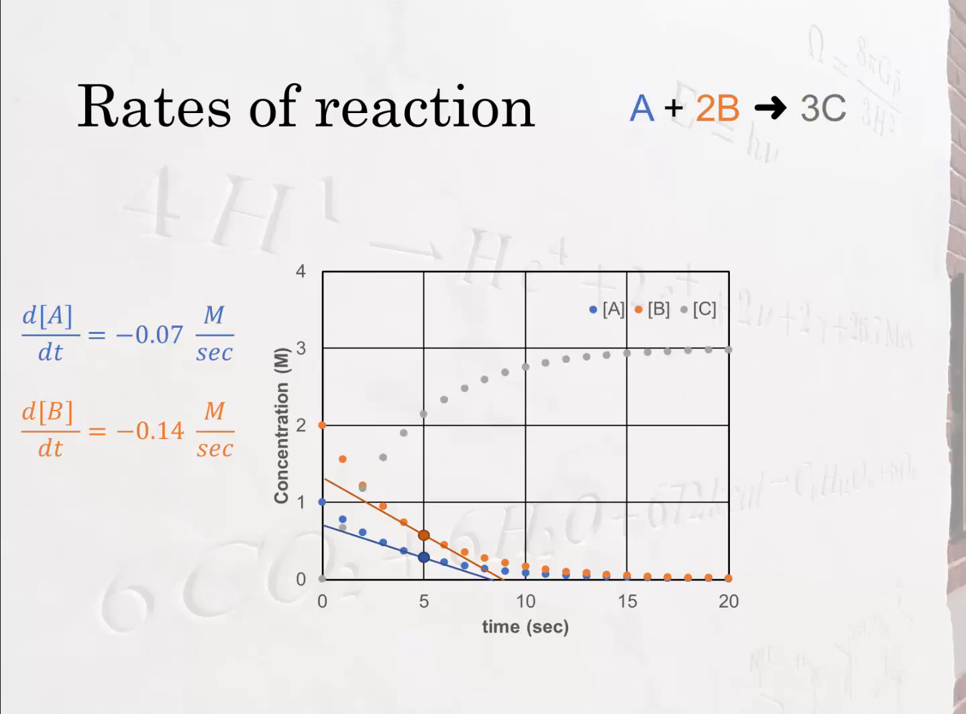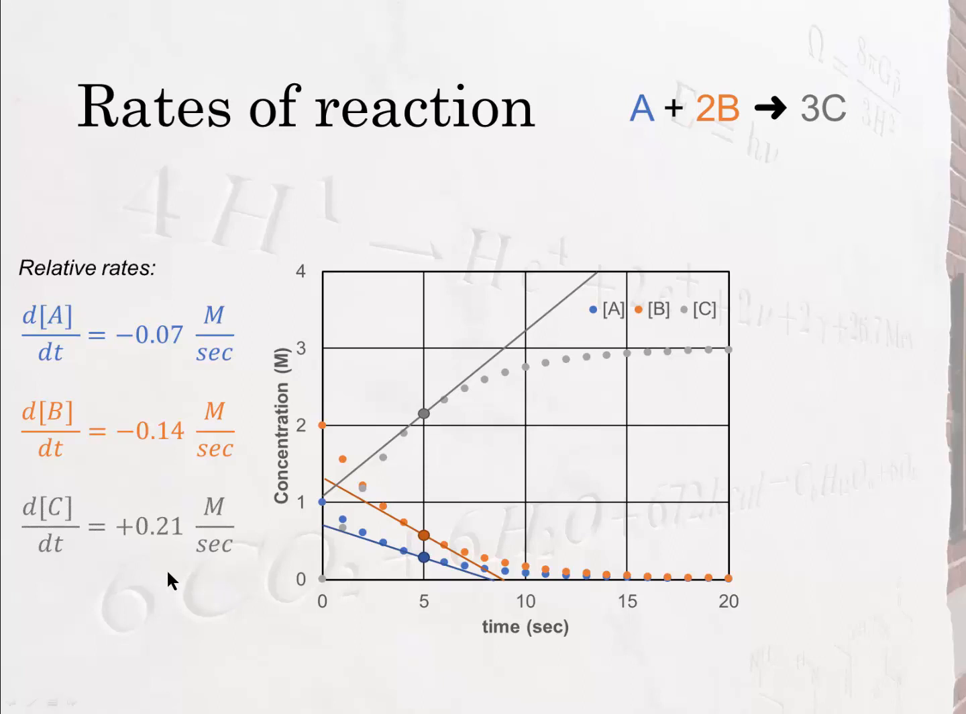Now let's add the concentration of C. The first thing you notice is that this curve is increasing because C is the product of the reaction. It's approaching the theoretical yield of 3 molar. The tangent to this curve gives us the instantaneous rate for C, and at 5 seconds the rate is positive with a magnitude of 0.21 molar per second.